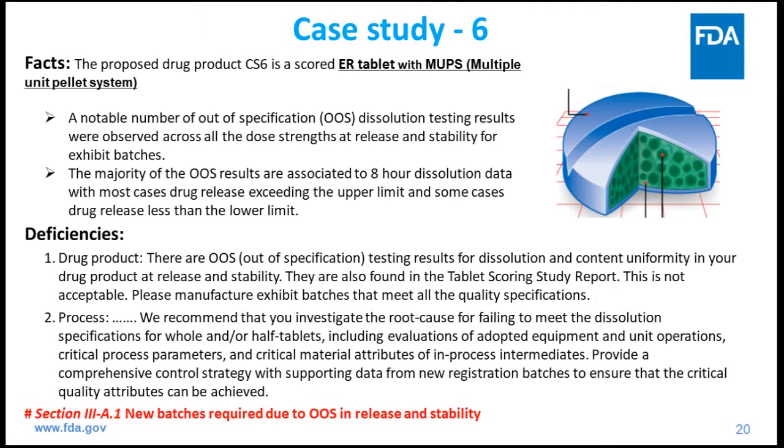And our process reviewer issued a very general deficiency. Basically, they asked them to investigate the root cause of the failures, and also in their response they need to define all the CCPs and all the material attributes, and provide a comprehensive control strategy. The reason the process deficiency is very general is that the drug product review finished much earlier than the process review for some reason, and since the outcome is a major, all the other disciplines will just stop their review and wait for the complete response.